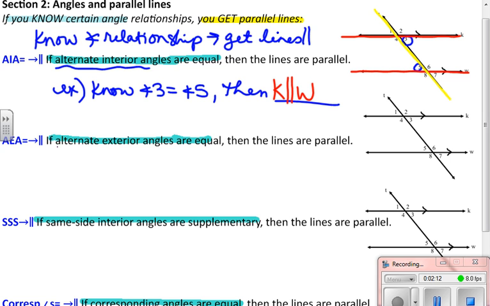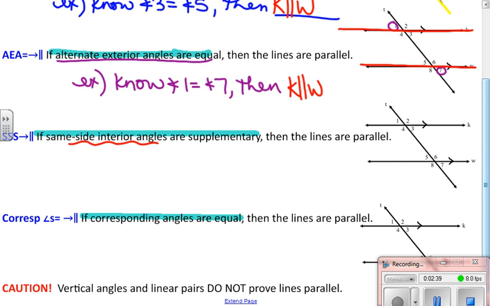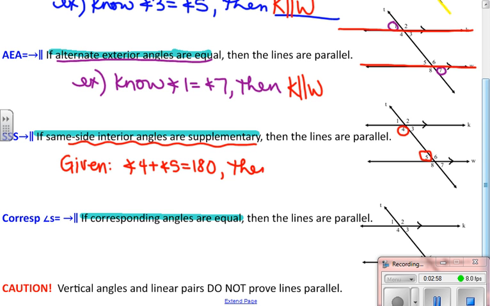If I know alternate exterior angles, angle 1 and angle 7, for example, if I know or am given that angle 1 is equal to angle 7, then I can conclude that, again, K is parallel to W. If I know same side interior angles are supplementary, so if I'm given, in another format, that angle 4 plus angle 5 equals 180, what you can conclude then is that T is my transversal and K is parallel to W.